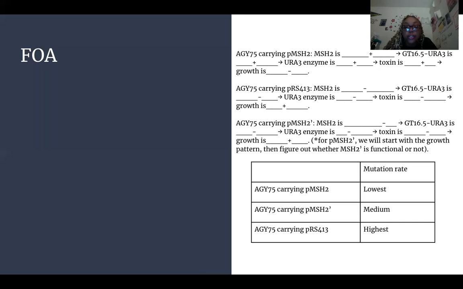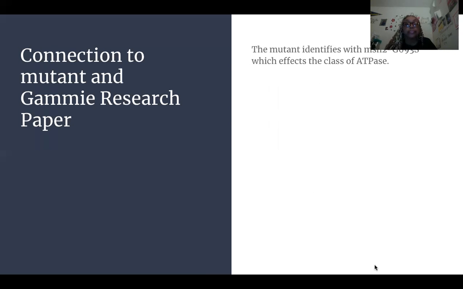Like I was saying, the AGY75 carrying PMSH2 has the lowest mutation rate. AGY75 carrying PMSH2 prime has the medium mutation rate, and then AGY75 carrying PRS413 has the highest mutation rate.